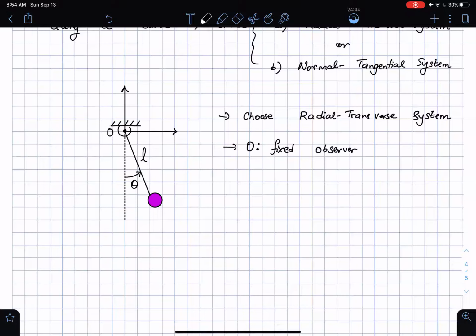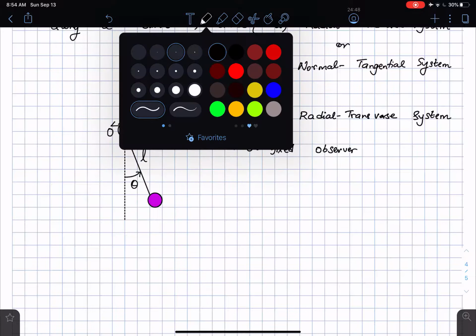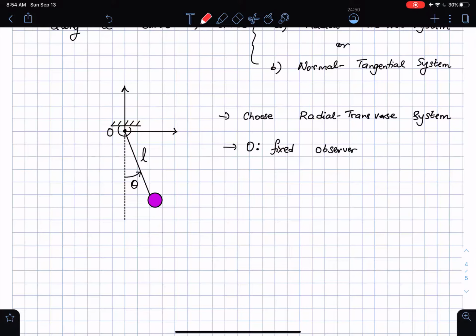Okay, and then from the perspective of O, I'm going to be drawing the radial unit vector towards the particle. Which means that's going to be in the direction here. That's going to be my radial unit vector, e sub r, and then my transverse unit vector in the direction of increasing theta. As you can see, I'm assuming the pendulum to be swinging counterclockwise, so this is going to be in the direction of increasing theta.